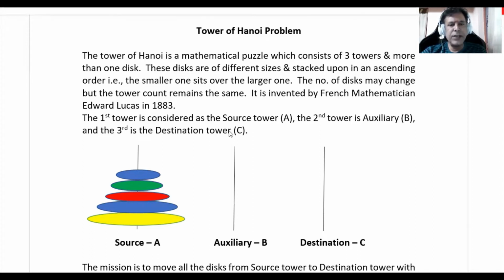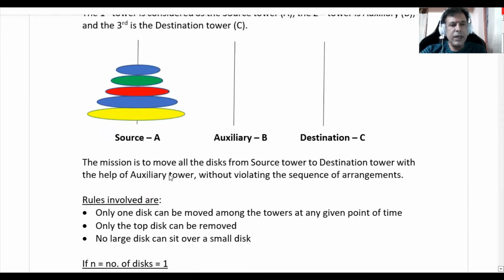The first tower is considered the source tower A, the second tower is auxiliary B, and the third is the destination tower C. Here the objective is to move all these disks to the destination C without changing the order, and there are some rules involved. Only one disk can be moved among the towers at any given point of time. Even if I move the topmost disk, only one disk can be moved, and that is considered one step. Only the top disk can be removed.